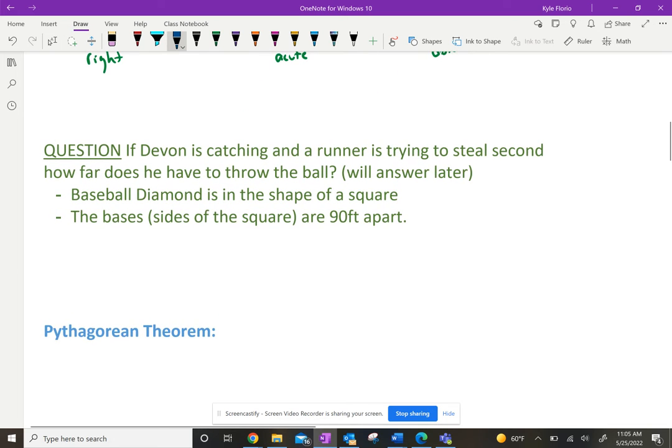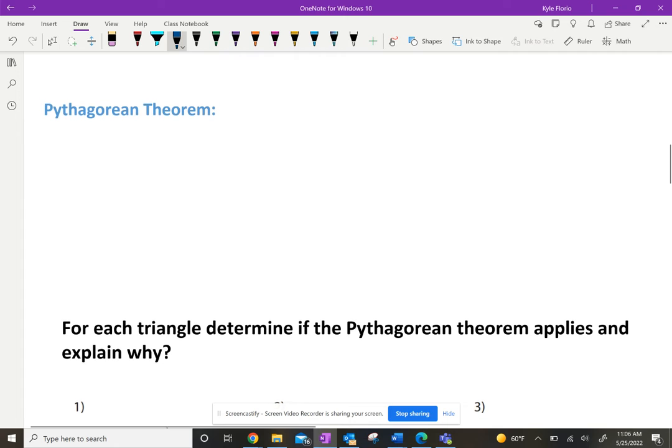So there's a question that I want to be able to answer at the end of this video. If Devin is catching and a runner is trying to steal second base, how far does he have to throw the ball? We're going to answer this question later. The information that we know is that a baseball diamond is in the shape of a square and each base is 90 feet apart from each other. And somehow we're going to try to find out how far the catcher has to throw. So if Devin's catching, he has to throw a guy out at second. What's that distance? The Pythagorean theorem is going to help us.